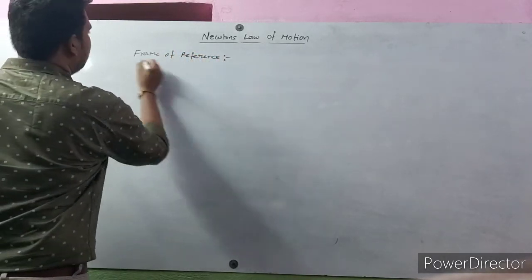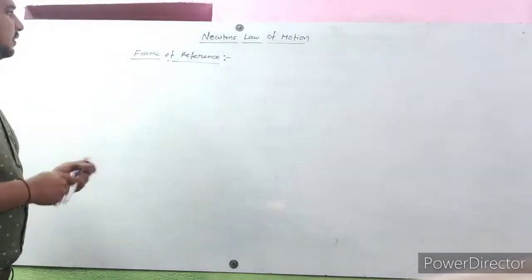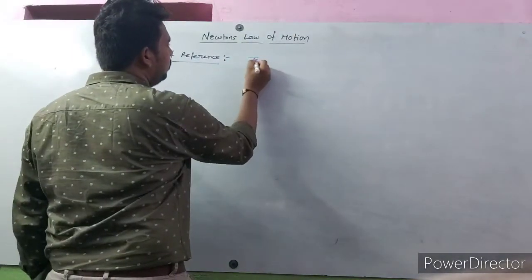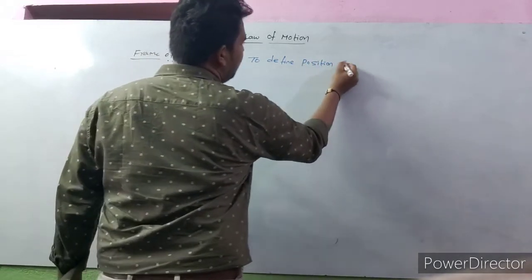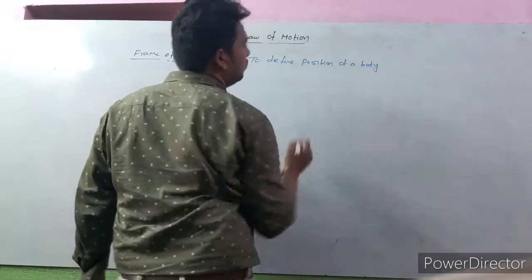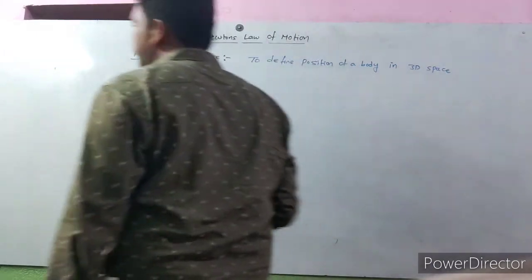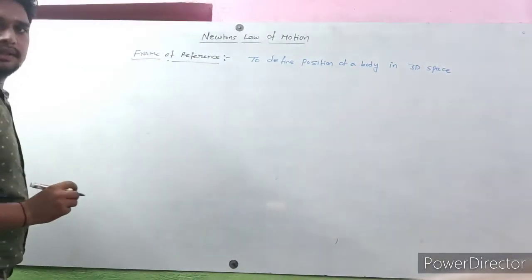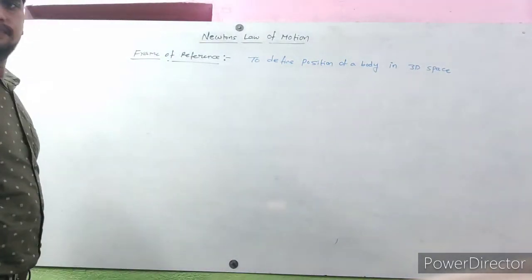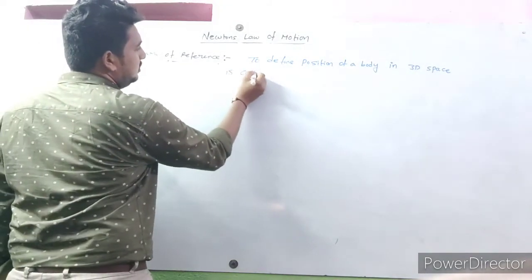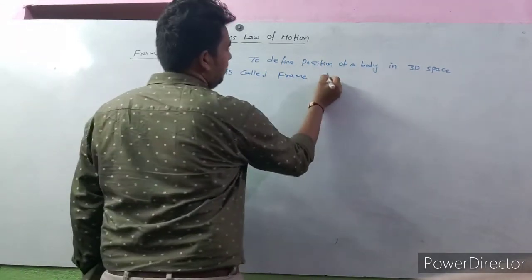What is meant by frame of reference? That is the first one. How to define it? To define the position of a body in 3D space is called frame of reference.